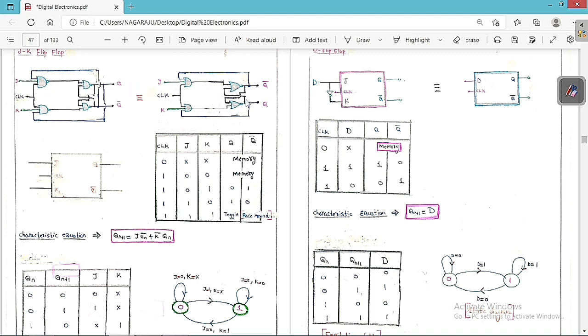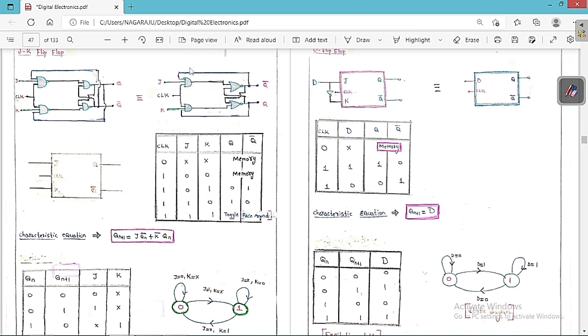Similarly, in the market, this circuit I already told you: SR, these are AND gates, this is the clock, and these are two NOR gates. This is Q bar and this is Q. Now you take the feedback from this point to this point and from here to here. So this is called J and this is called K.